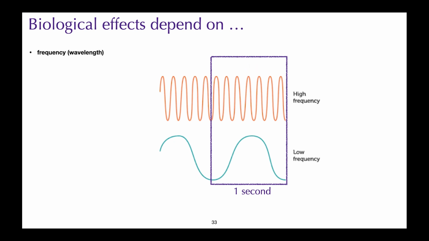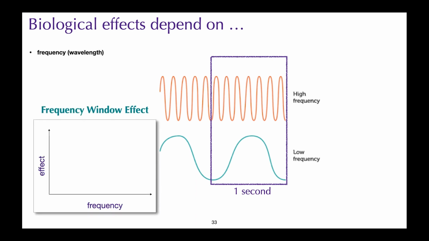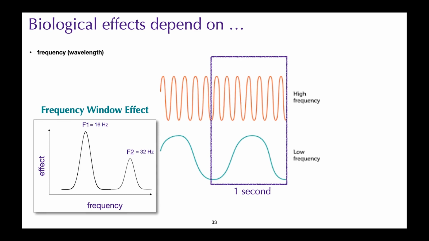In biological sciences, we have something called frequency windows, where the biological response only occurs within a narrow frequency band and disappears at higher or lower frequencies, and sometimes reappears as harmonic frequencies. If F1 is 16 hertz in this example, then F2 would be the harmonic at 32 hertz.